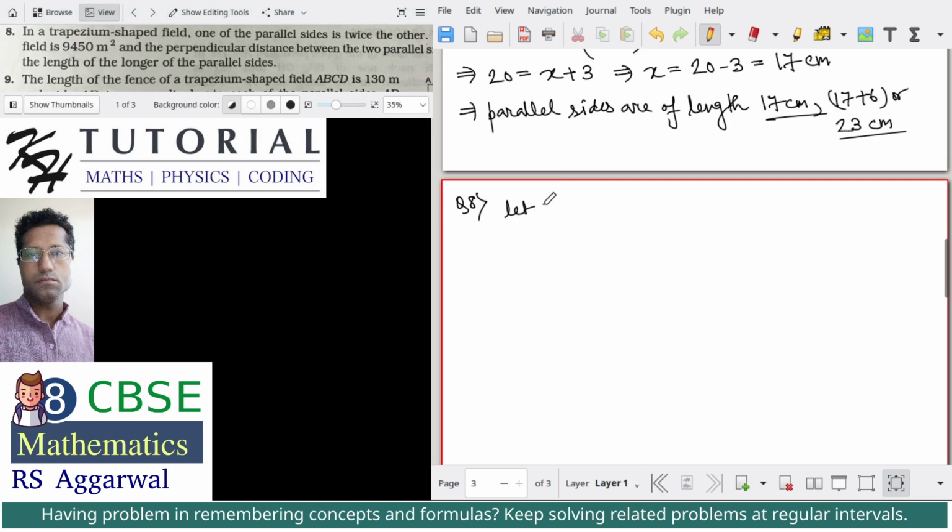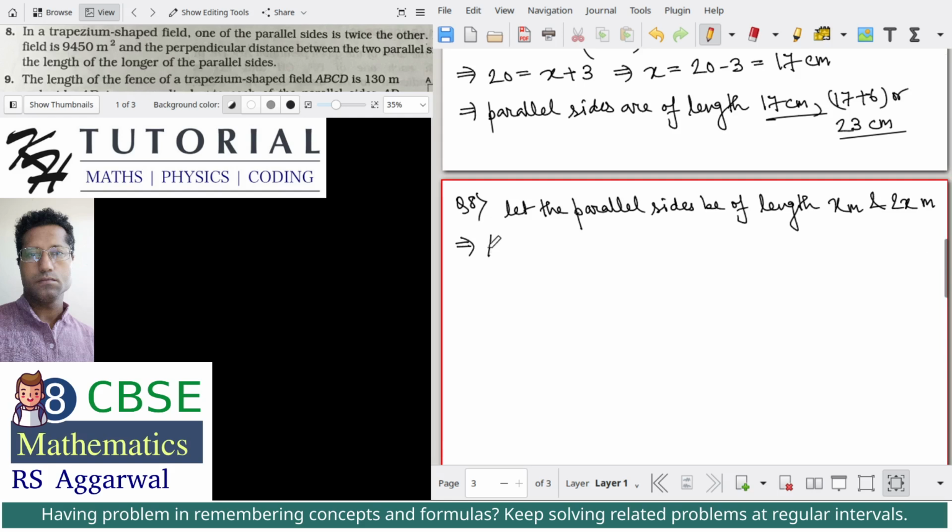So let the parallel sides be of length, the unit is given in meter, so x meter and twice x meter. Since it is given that one parallel side is twice the length of the other parallel side, we are considering that the length of the smaller parallel side is x meter and the length of the larger parallel side, or the longer parallel side, is 2x meter.